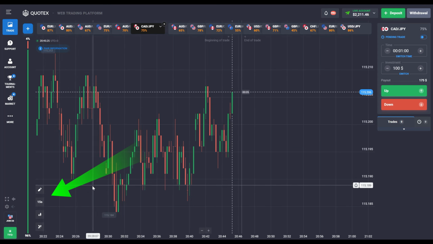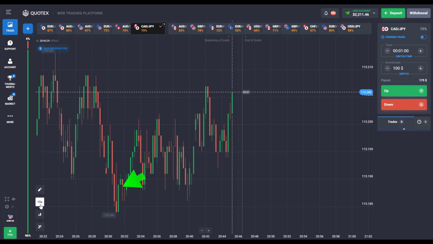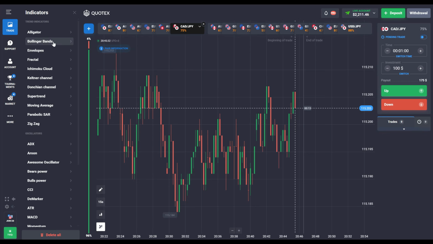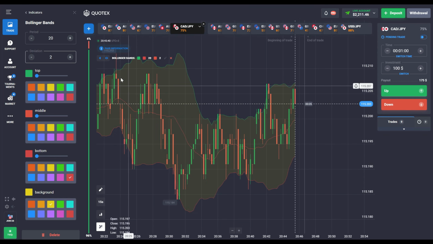We also need to set the chart's time frame to 15 seconds. You can find it here. We are trading on the Quotex broker platform. We also need 3 indicators. These are Bollinger Bands. Set the period to 20 and the deviation to 2. Leave it on the chart as is.